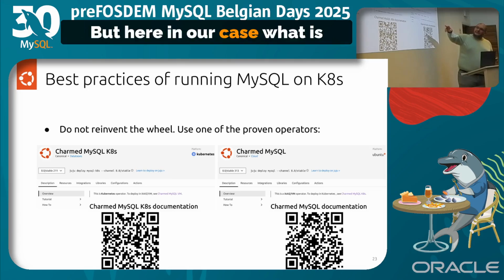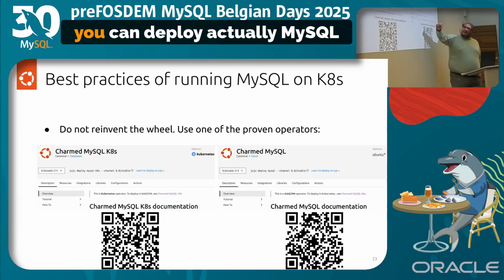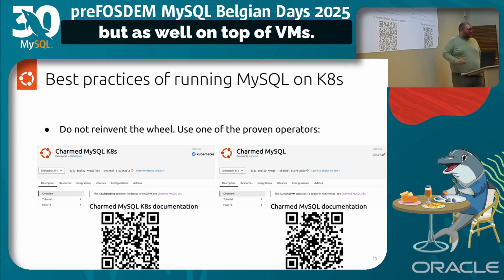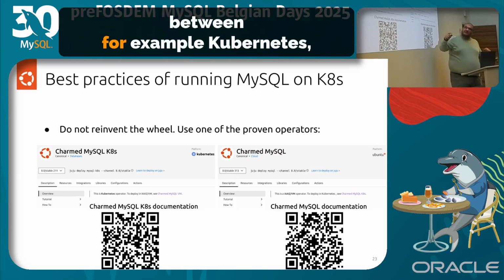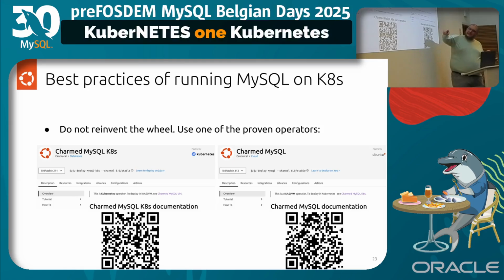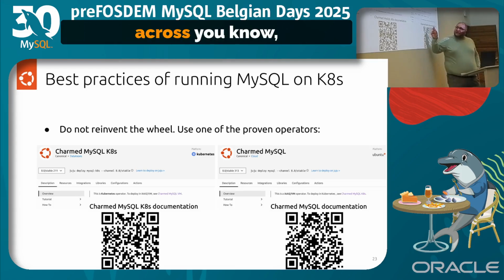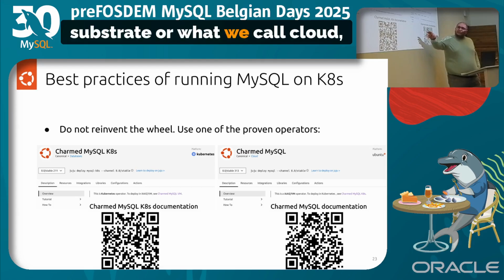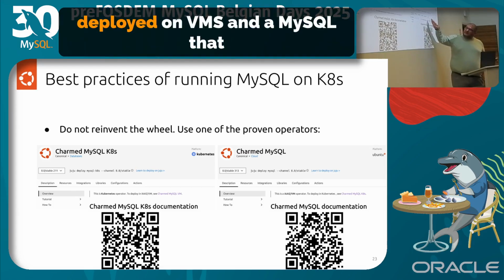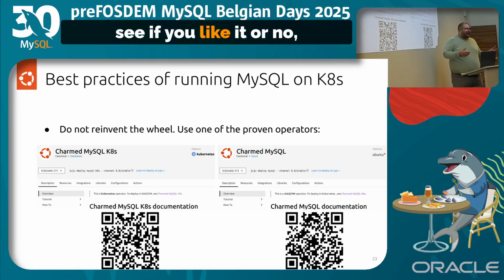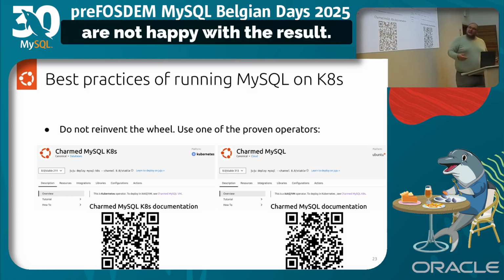But in our case, what is different is that with the same semantics, as you can see here and there, you can deploy MySQL not only on top of Kubernetes, but also on top of VMs. You can even have cross-cluster replication between, for example, one Kubernetes cluster and another Kubernetes cluster, as we did recommend. And we are even working to make it happen across substrate, or what we call cloud, meaning between a MySQL deployed on VMs and a MySQL deployed on Kubernetes, so that you can test, see if you like it or not, and probably fall back if you are not happy with the result.